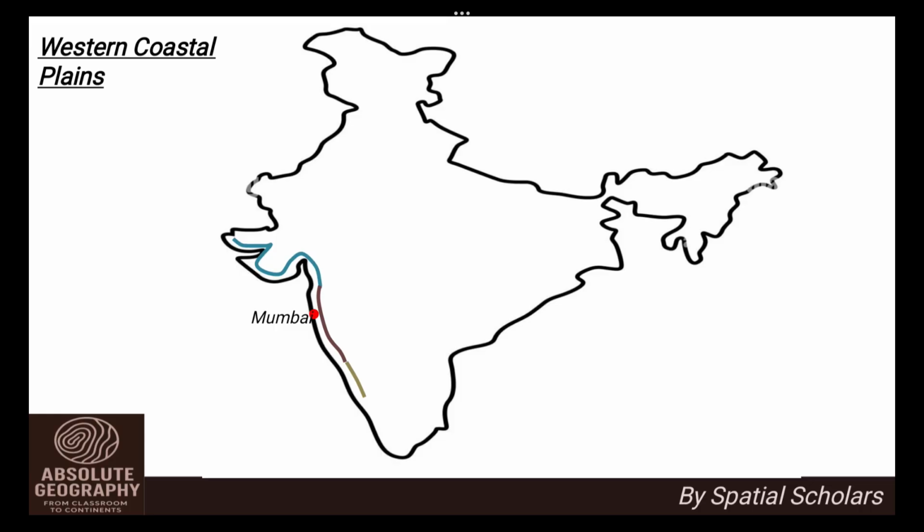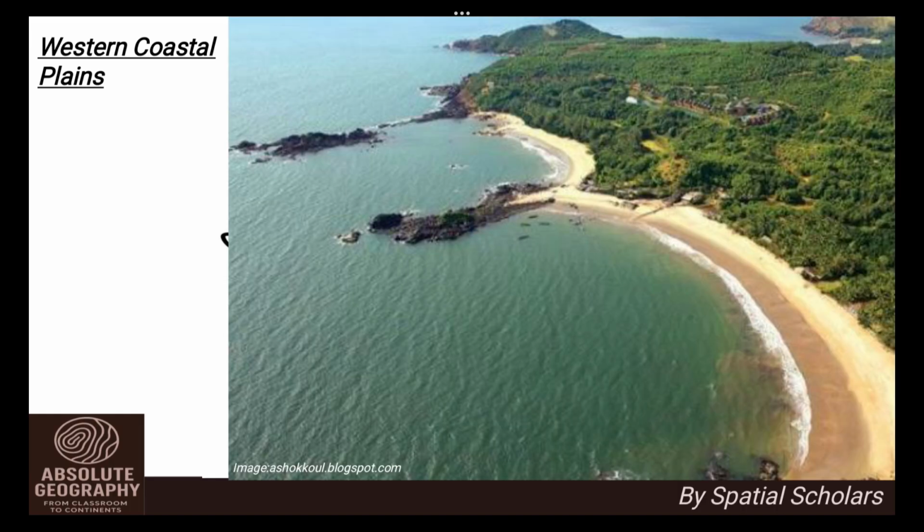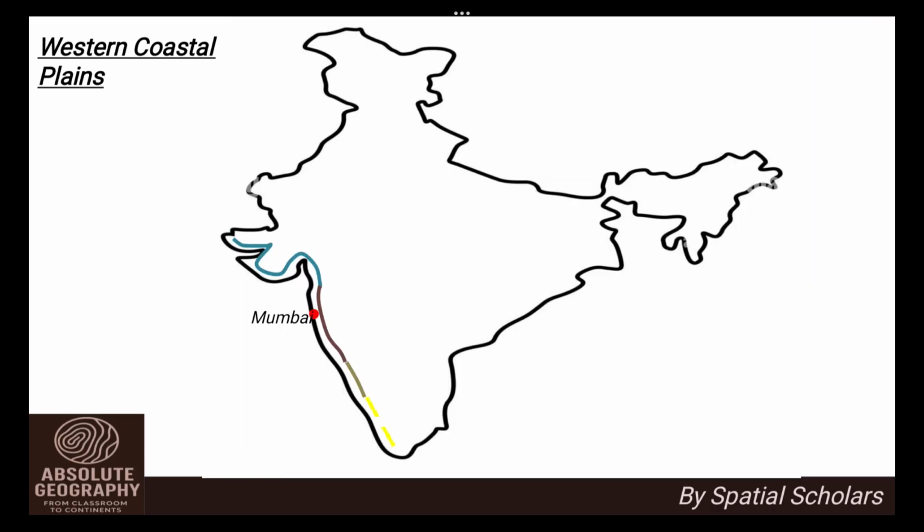Further south lies the Kanara coast, extending along the state of Karnataka. This section is characterized by narrow coastal plains bordered by the lush green slopes of the Western Ghats. Numerous short rivers descend rapidly from the hills, creating several estuaries before entering the Arabian Sea.